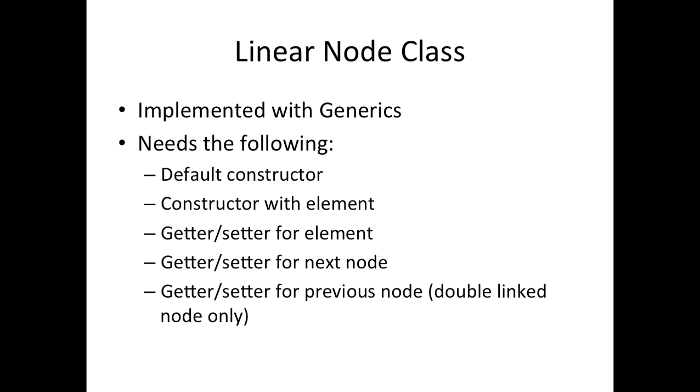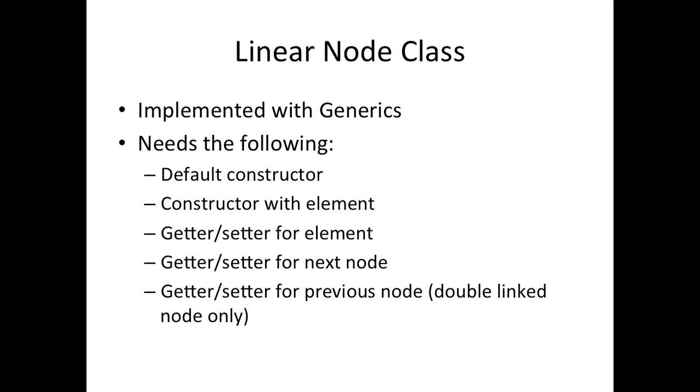We're going to implement it with generics because, of course, we want our linear node class to be able to handle any type of objects, whether that be student records or financial records or the shapes that we want to draw in a graphics program or turtle objects or anything. A linear node class will need a default constructor so we can just build an empty node. Typically, we'll also want to have a constructor that actually takes an element as a parameter so that we can build a node and right away as we create the node, put a reference to the object in it. And then getters and setters for that object or element.